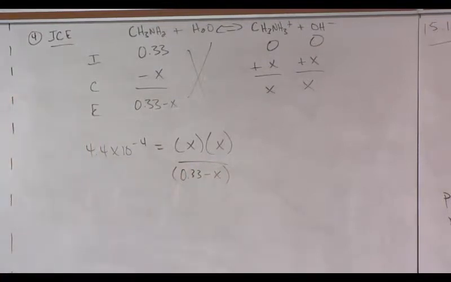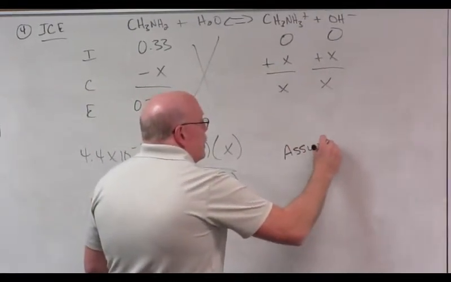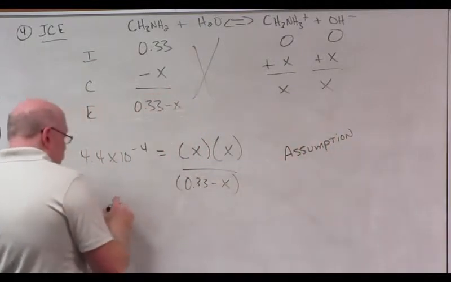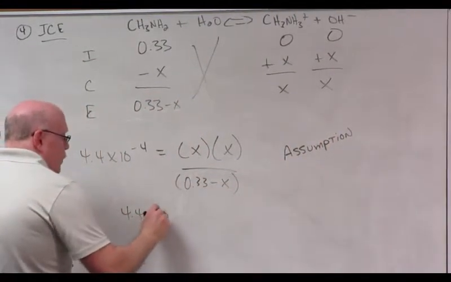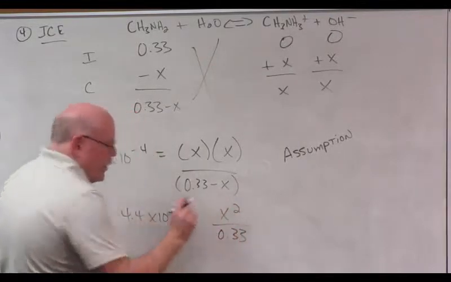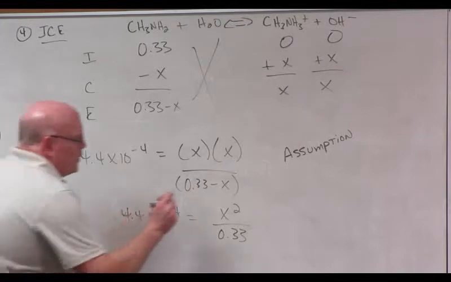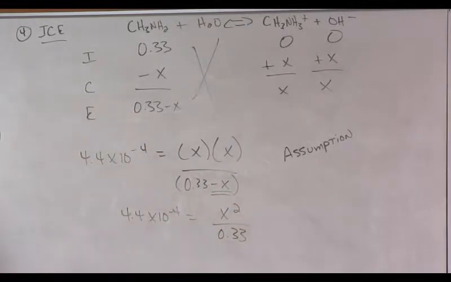Quadratic, yes or no? Do yourself a favor and go for the assumption. It's always worth a try. So 4.4 times 10 to the minus fourth equals X squared over 0.33. We disregard that minus X, saying it's negligible. We're saying this doesn't count, because not enough of that breaks down to change that number appreciably.